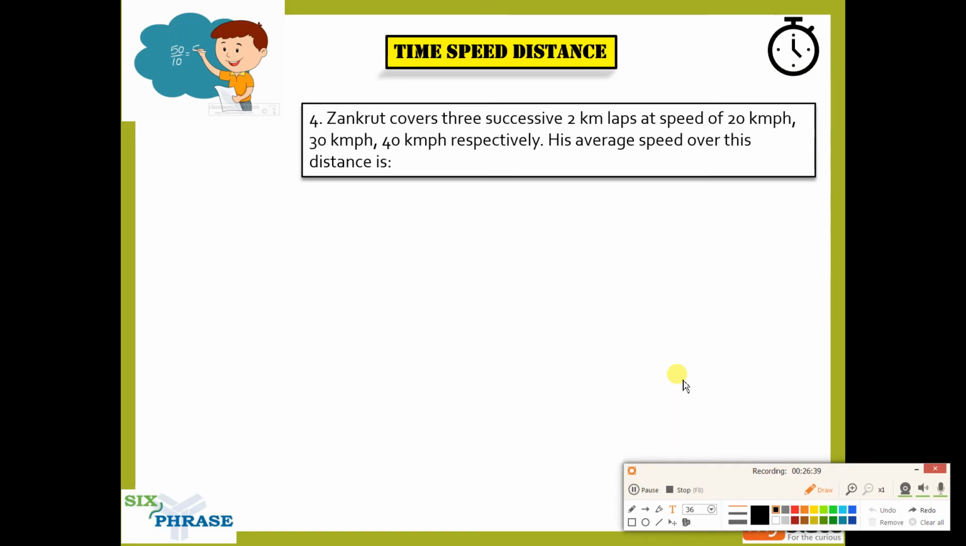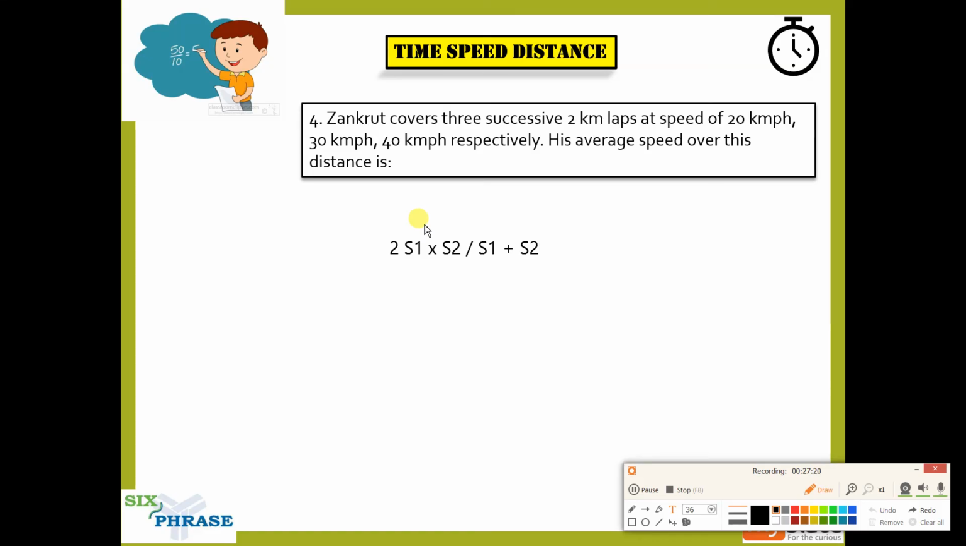Right, so this question says Zankrat covers three successive 2 kilometer laps at speeds of 20 kilometers per hour, 30 kilometers per hour, and 40 kilometers per hour, respectively. His average speed over this distance is... see, first thing, for average speed, look at the distance. Is the distance the same for all three situations? Yes, it is a 2 kilometer lap, so it is the same. Now, when it is the same, we can use the shortcut. The shortcut is 2 s1 s2 divided by s1 plus s2.